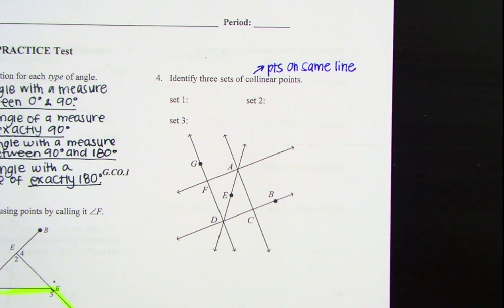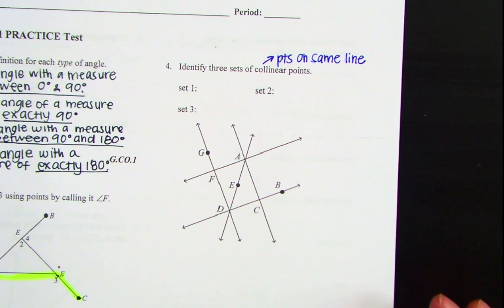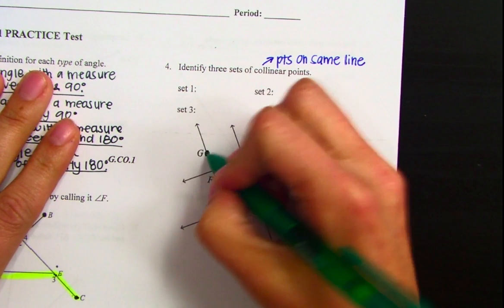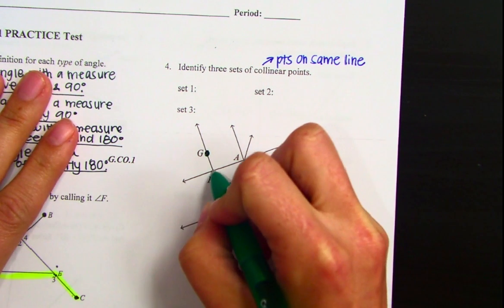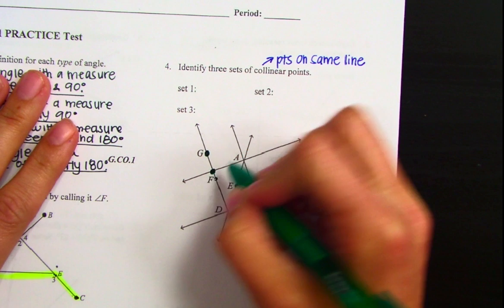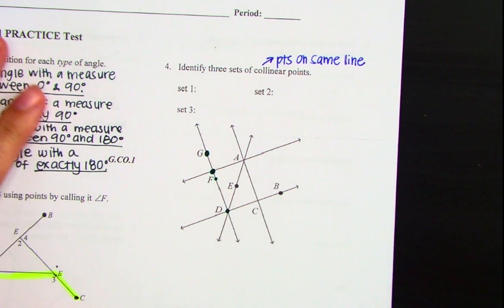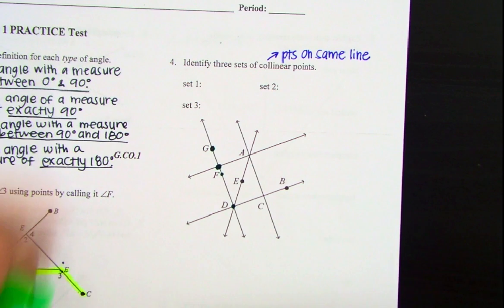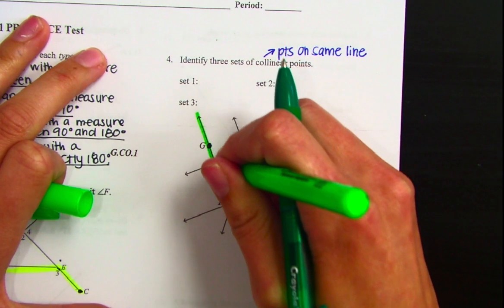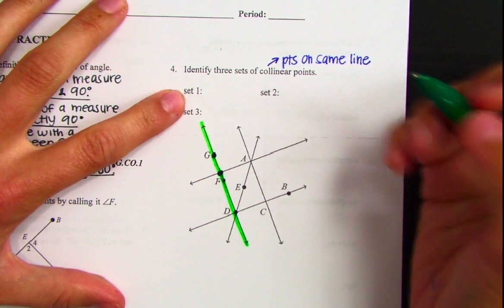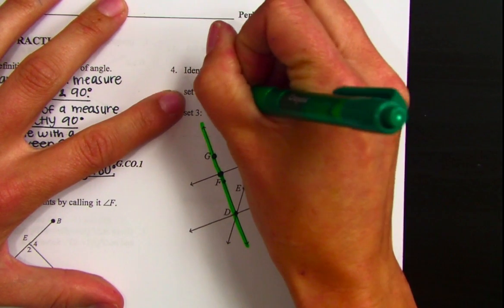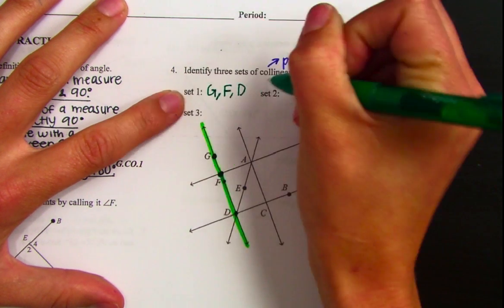So first, if we look here, I have a point over here at G. I have a point here at F and a point here for D. Sorry, F here. And F and D. So those are going to be our first set of collinear points because they're on the same line. So I'm going to say set 1 has point G, point F, and point D.